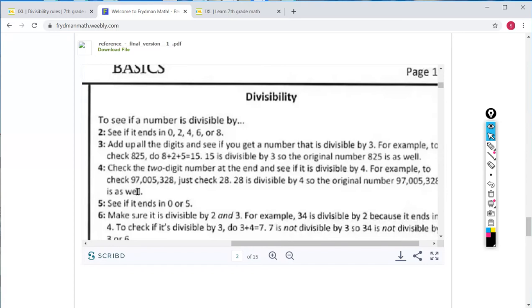For example, to check the number 97,005,328, boy, that's a big number, all we really have to do is check 28, which is the 2-digit number right at the end. And 28 is divisible by 4, so the original number, 97,005,328, is as well. It is also divisible by 4, right? 4 goes into 28 7 times, and then that's it.